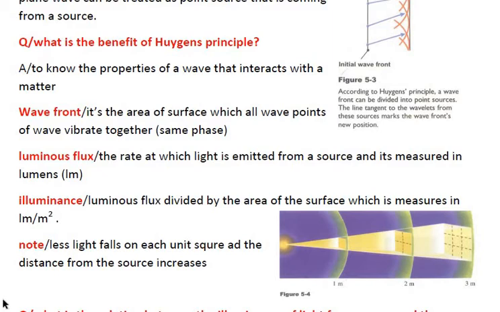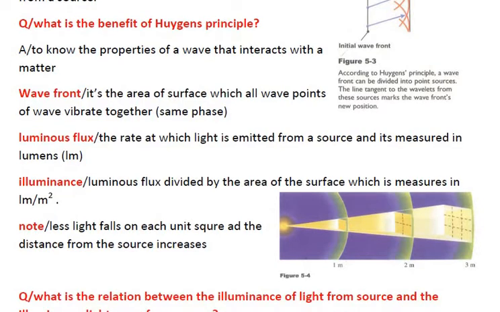We have a note here. It says less light falls on each unit square as the distance from the source increases. So here we can see a small square, but the intensity of light in this small square is very high. But as the area increases, the intensity of light decreases.